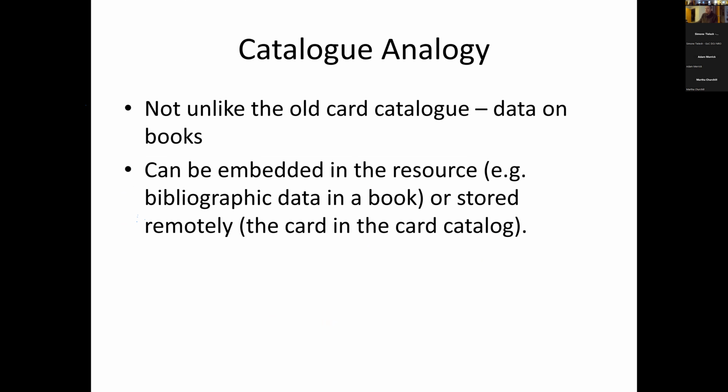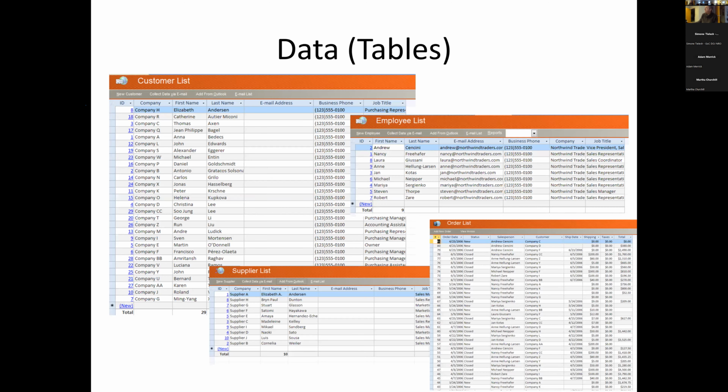So we're still back looking at the catalog, the book catalog analogy. So it's not like the old card catalog system, data on books. If you remember, there was the subject, the title, and the author index. But this is much more because now you have a lot more than just those three fields indexed automatically. It can be embedded in a resource. So for example, bibliographical data in a book or stored remotely. Card catalogs are obsolete, but I suppose they could always fall back if we have, for some reason, the internet went down, but I think that would be the least of our problems.